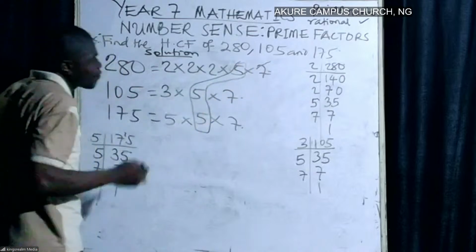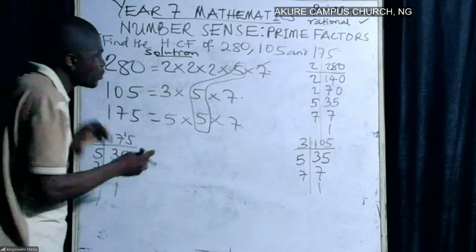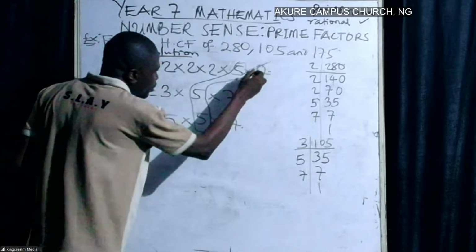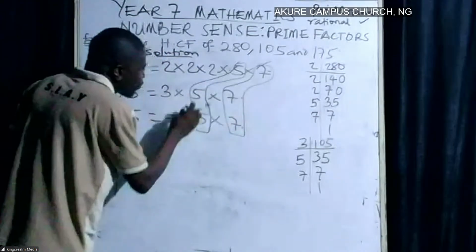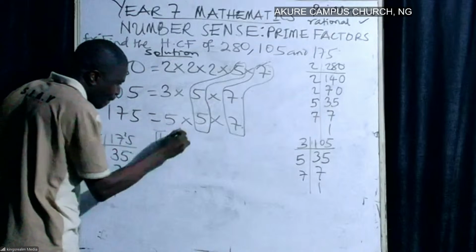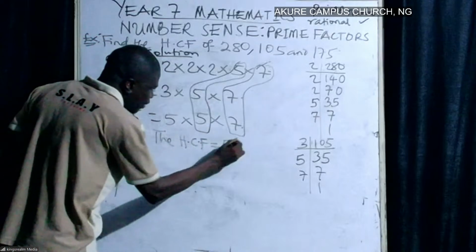5 is here. 5 is common. 2 is not common. 3 is also not common. But 5 is common. 7 is also common. 7 is the highest, actually. So 5 and 7. So the HCF is 5 and 7.